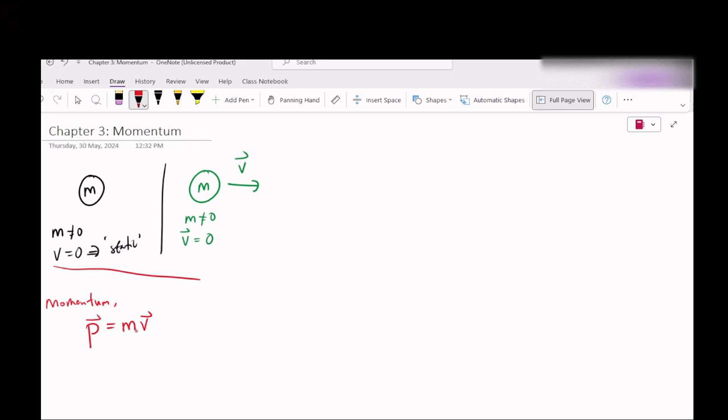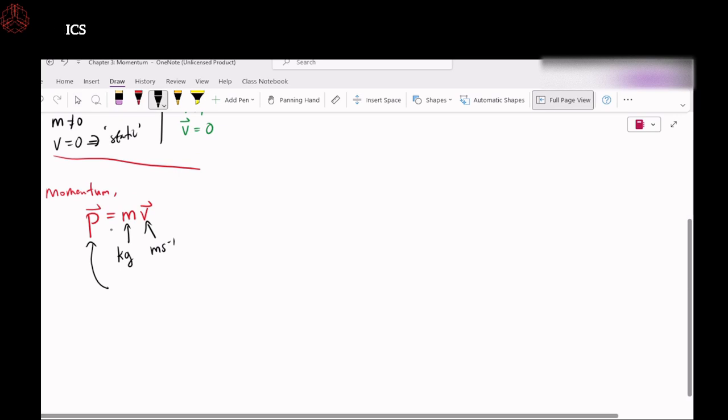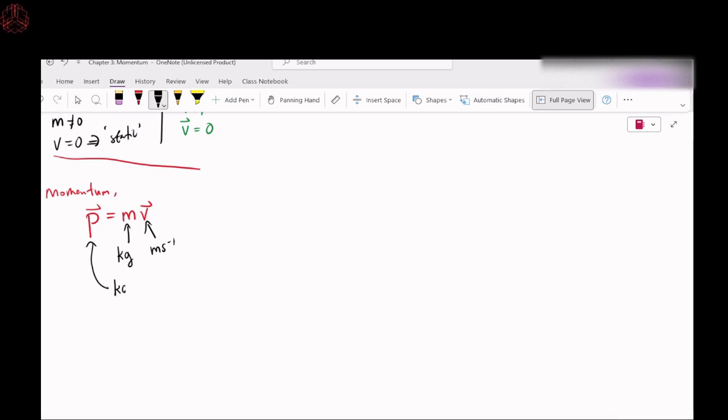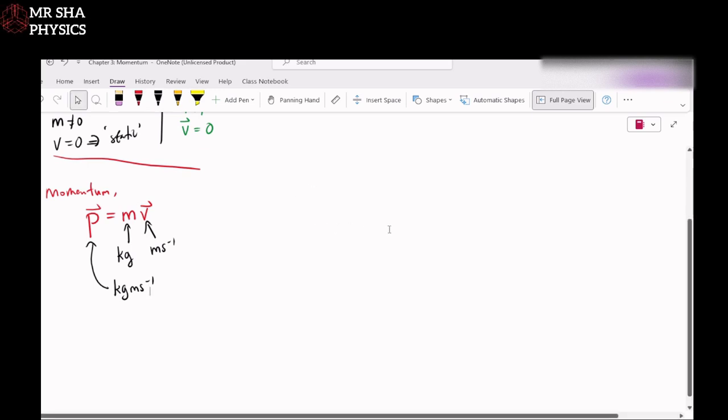It's particularly important for you to know the direction of momentum because, after all, it is a vector quantity. So let me just cover a few things before that. I want to clarify that mass has the SI unit of kilogram, and velocity has m s^-1. So if we want it to be homogeneous, momentum will have units of kg m s^-1. Okay, so we've defined momentum.